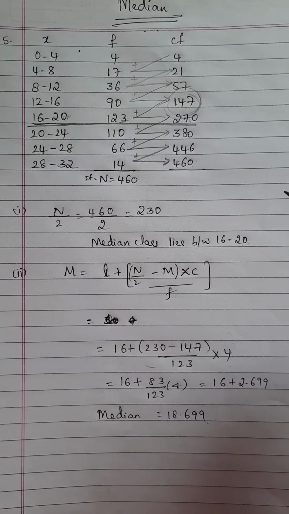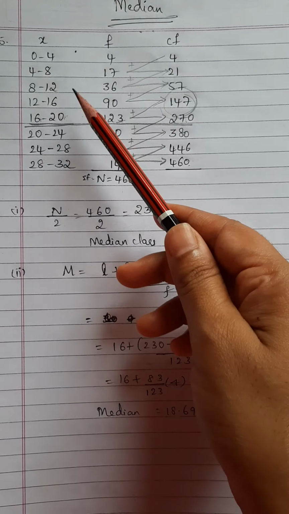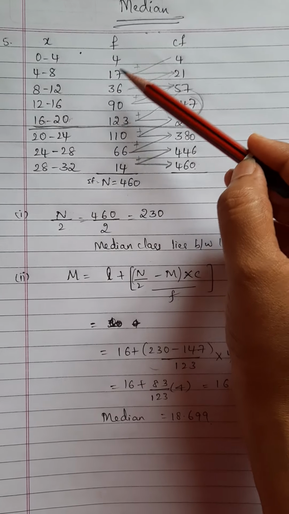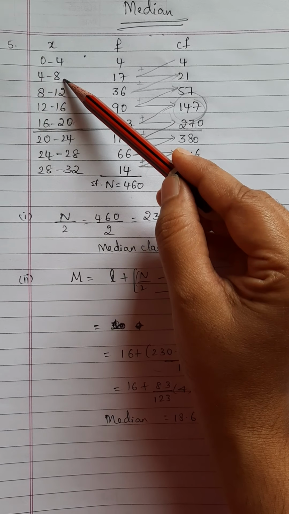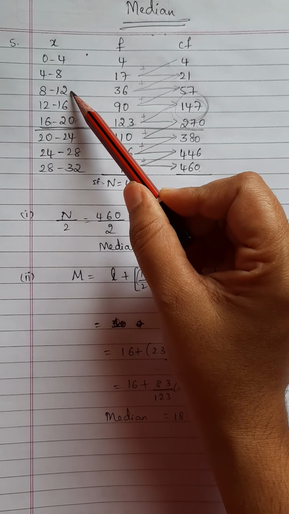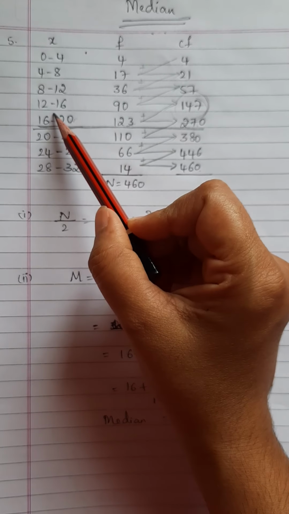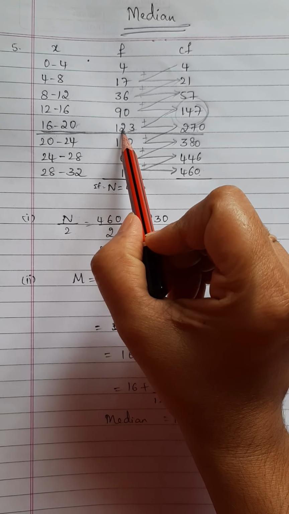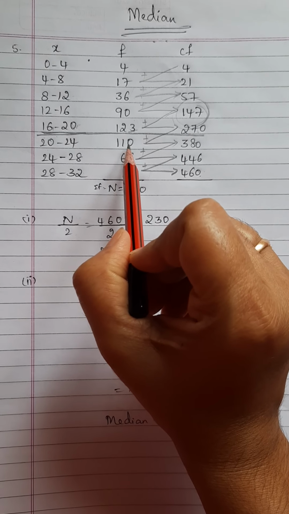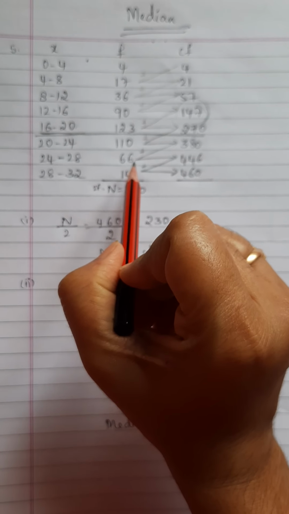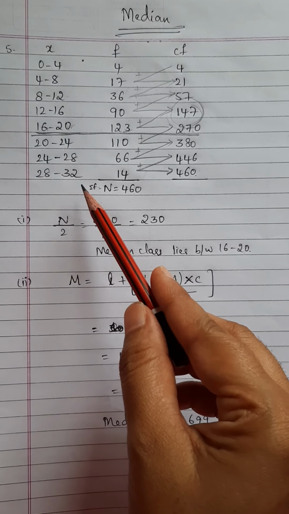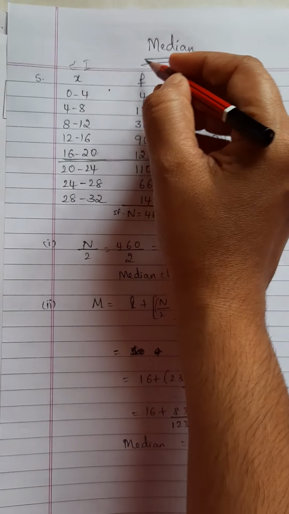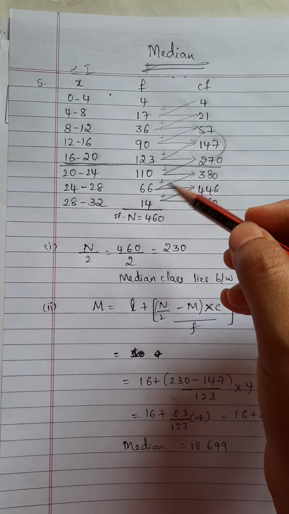Let us take up one more example which is similar to the previous problem. Here, class interval is given. Between 0 to 4, there are 4 students. Between 4 to 8, there are 17 students. Between 8 to 12, there are 36 students. Between 12 to 16, 90 students. Between 16 to 20, there are 123 students. 20 to 24, 110 students. 24 to 28, 66 students. 28 to 32, there are 14 students. So this is the class interval and this is the corresponding frequency distribution.